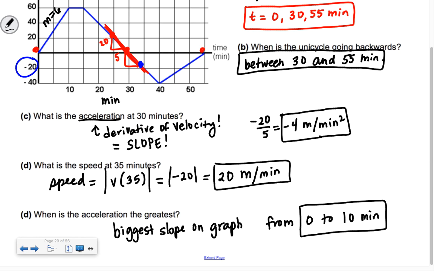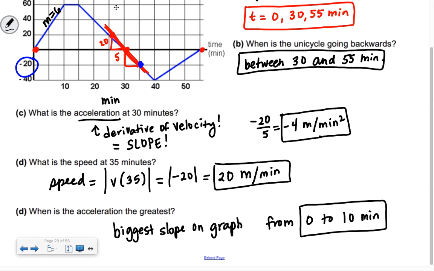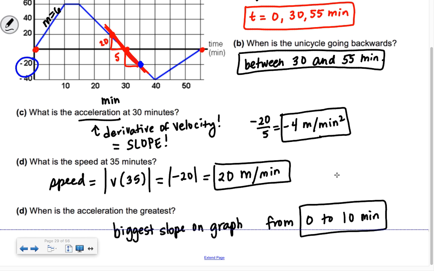All right, do we feel pretty good about that? No, we're not feeling good. All right, I messed up my grid lines.